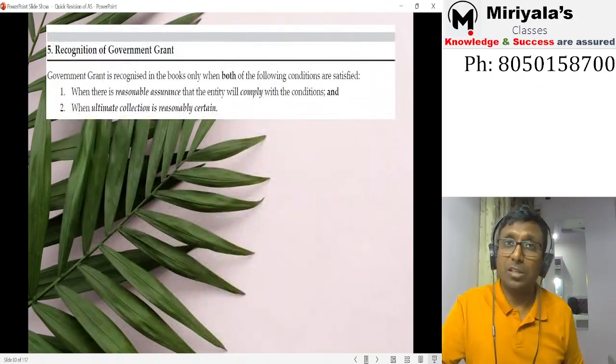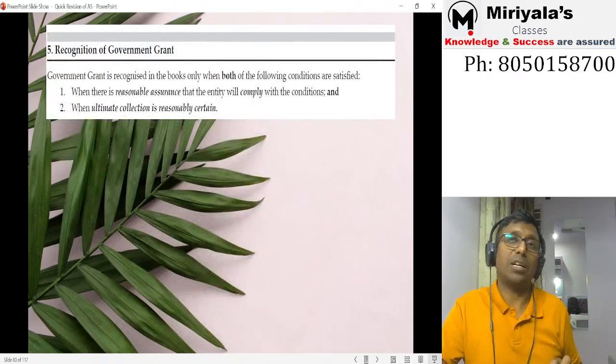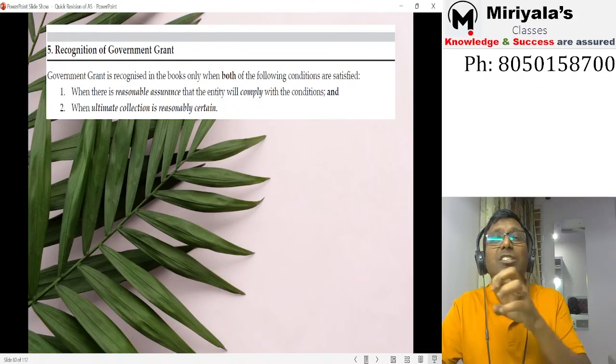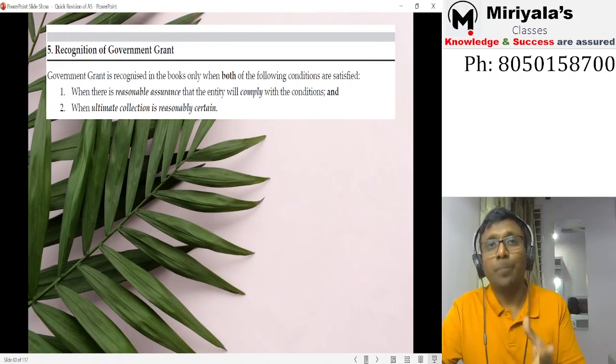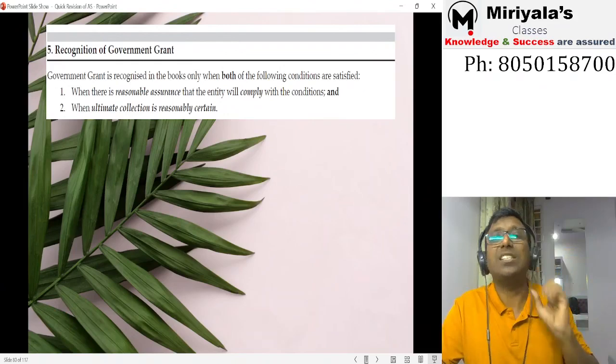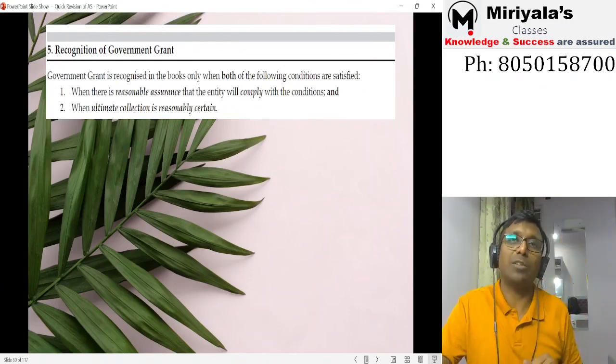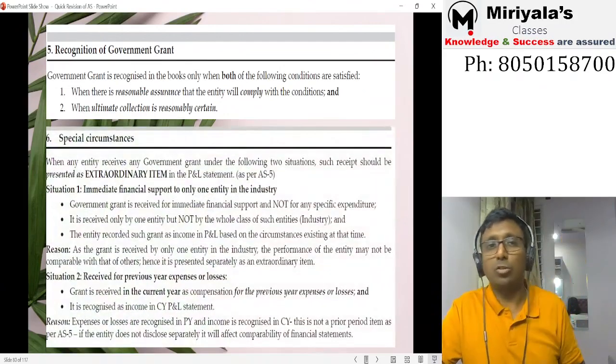Okay, when do you recognize the government grant? There are two conditions to satisfy. There is a reasonable assurance that the conditions kept by the government will be satisfied, and there is no doubt on the receipt of money. Ultimate collection is reasonably certain. I'm sure I'm going to get the money, whatever the government promised. Then you should do it.